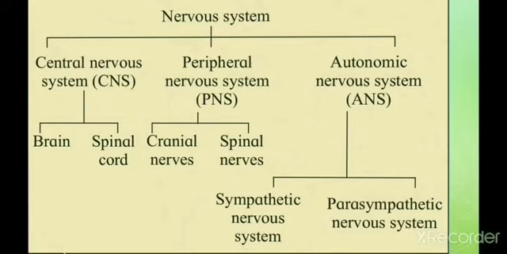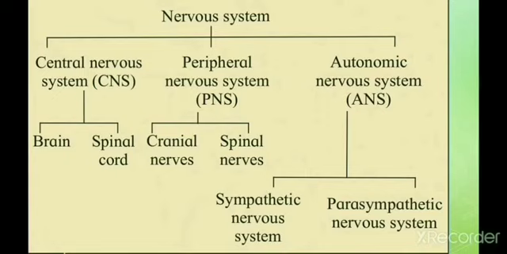Here central nervous, if I say, that means it is present in the center of the body. And in the center or axis of our body, brain and spinal cord is present. So it includes brain and spinal cord. Second part is peripheral nervous system. It again consists of two parts, that is cranial nerves and spinal nerves.